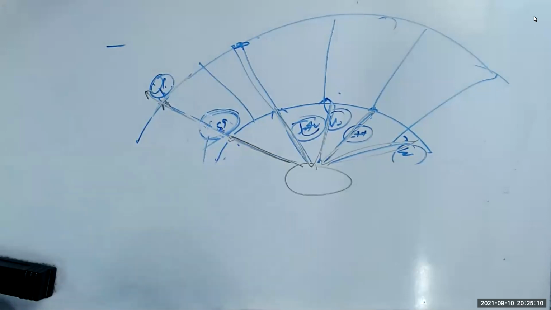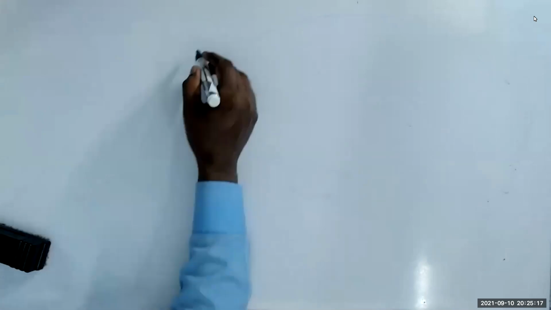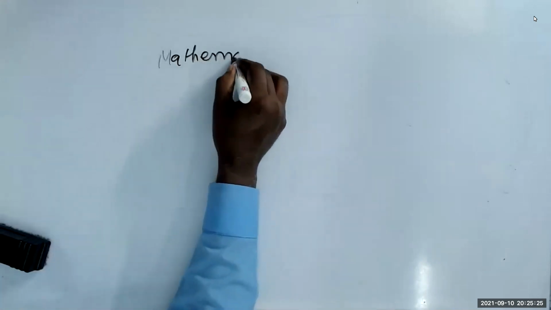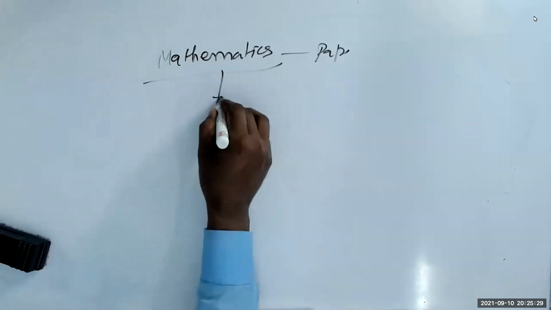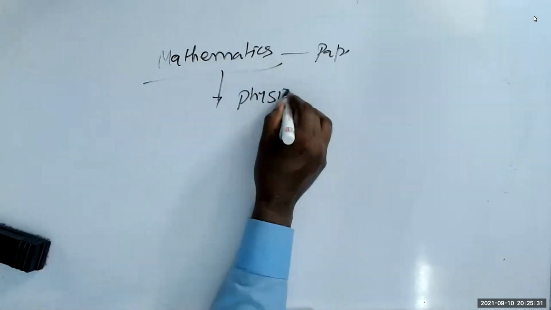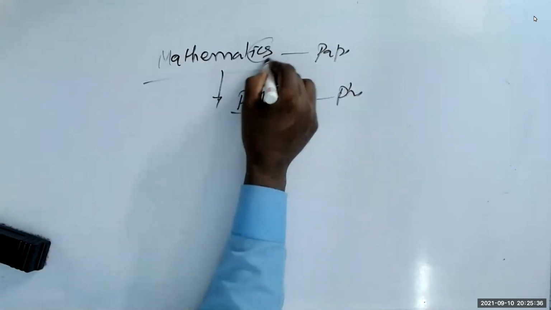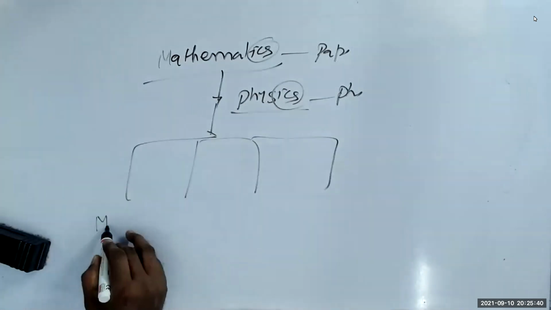See, your robotics, your AI, machine learning. Understand one thing: things have changed like this. Mathematics, on paper. From there came physics. From physics, so many branches came.